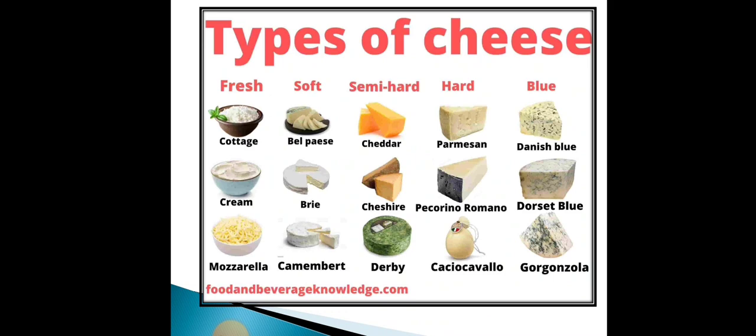It is important to remember these 5 different types: the fresh cheese, soft cheese, semi-hard cheese, hard cheese and the blue cheese. The most commonly utilized cheeses include cottage cheese, cheddar cheese and mozzarella cheese. These are the common types of cheese. Okay, so this is the overall information about cheese manufacturing.